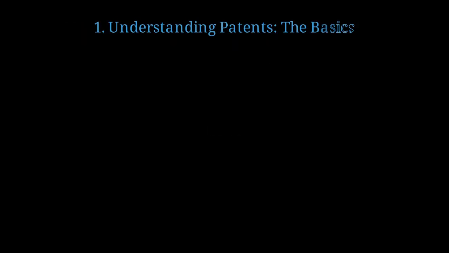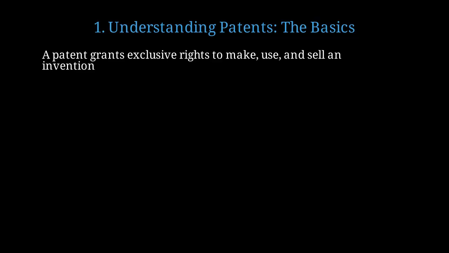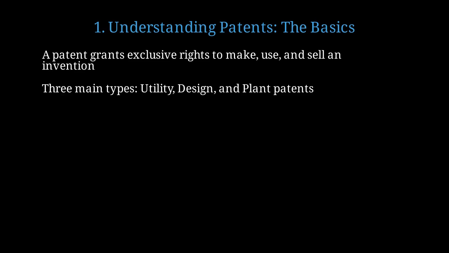Before we dive into the application process, let's understand what patents are and why they matter. A patent grants you exclusive rights to make, use, and sell your invention, preventing others from doing so without permission. There are three main types of patents. Utility patents cover new processes or machines, design patents protect ornamental designs, and plant patents cover new plant varieties.